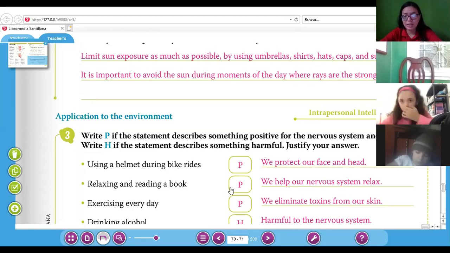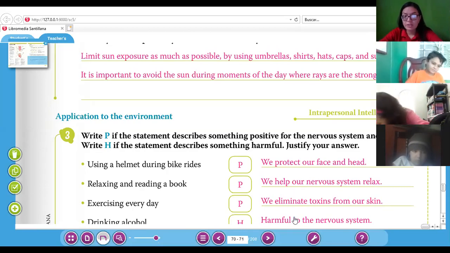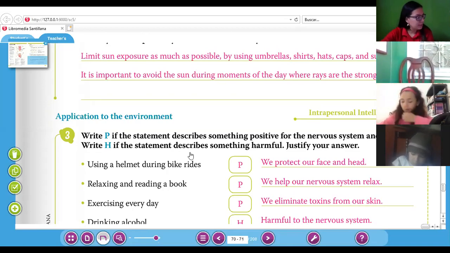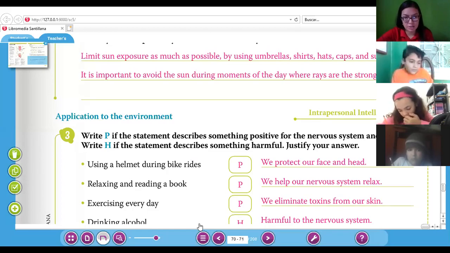Relaxing and reading a book is positive, even if you consider it boring, because it helps our system to relax, to feel relaxed. Exercising every day is positive to our bodies because we eliminate the toxins from our skin. And drinking alcohol is harmful because it damages the nervous system. And the last one, listening to very loud music, is also harmful because it hurts the ears, okay?